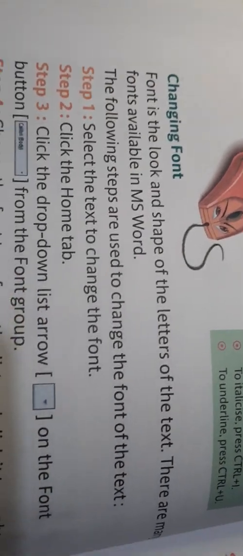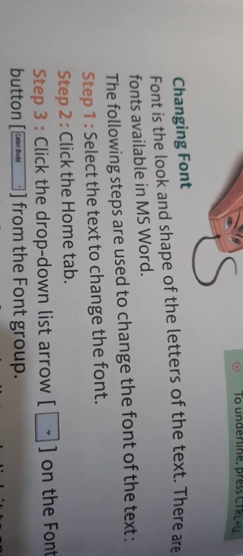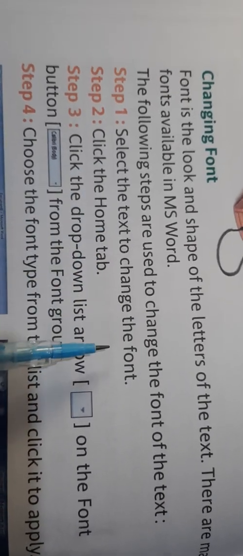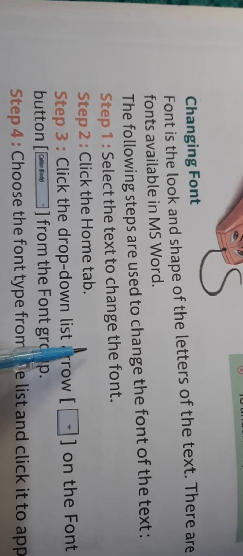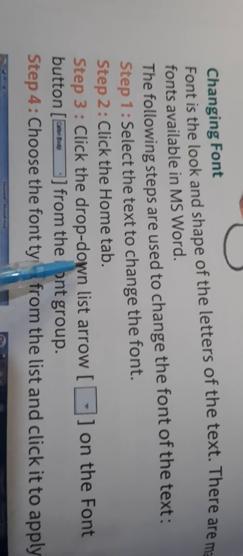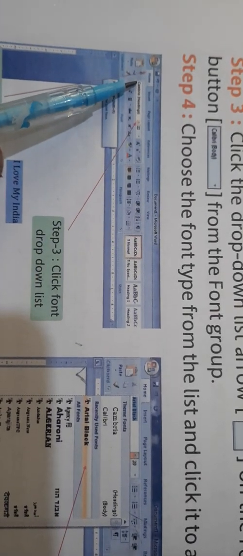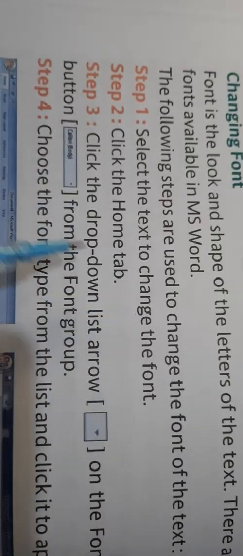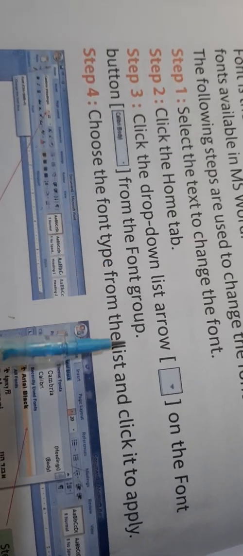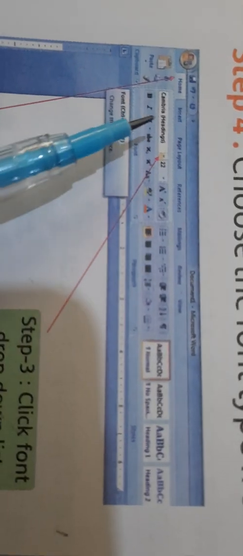Many a times we need to change the look of the font, and at that time we can use the font types. Let's see how we will do it. First you will select the text to change the font. Obviously for any change you first need to select the part where you want to apply that change. Then click the Home tab. Home tab is this tab. You will click on this Home tab and then click the drop down list box on the font button from the font group. Here you will click on this drop down list box.